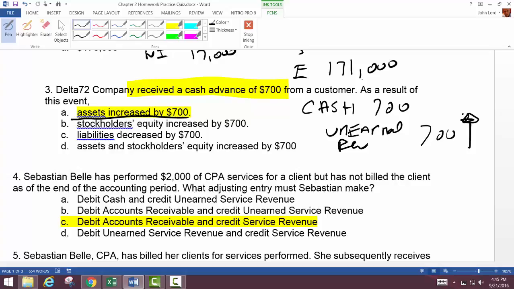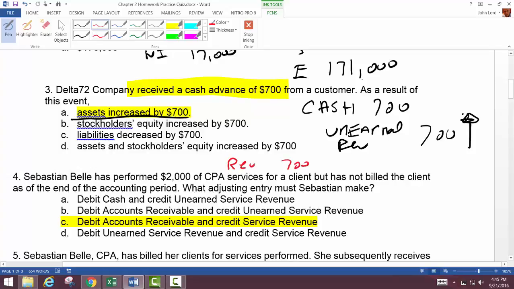Right? Okay. What happens when I now provide the person the service? What should I do? I go ahead and provide the service now. Can I recognize that revenue? So if I provide the service, I go ahead and credit revenue for $700.